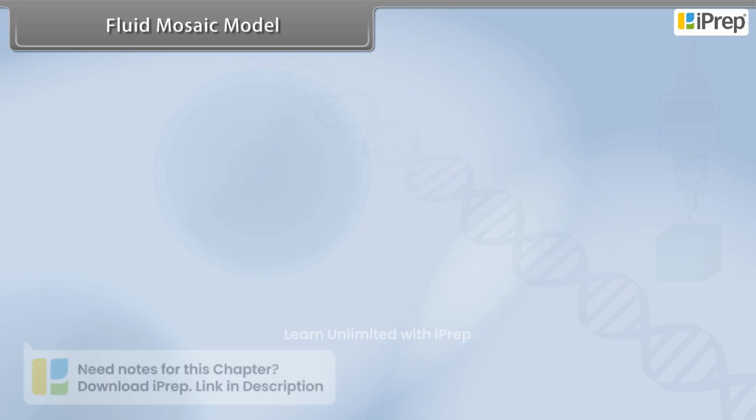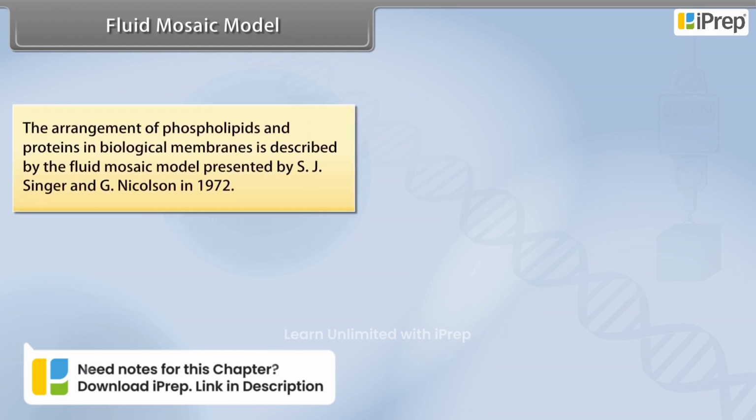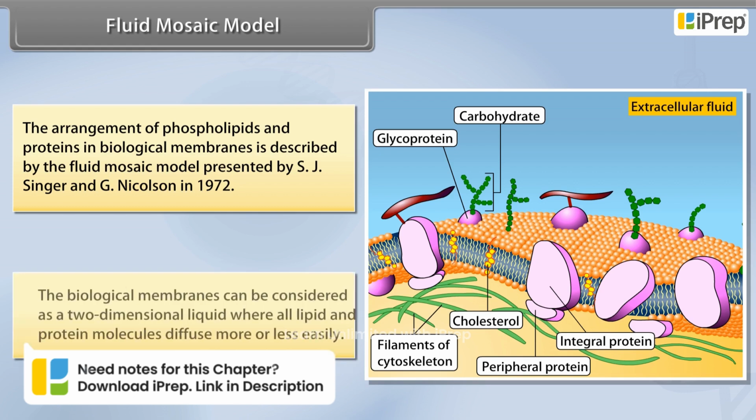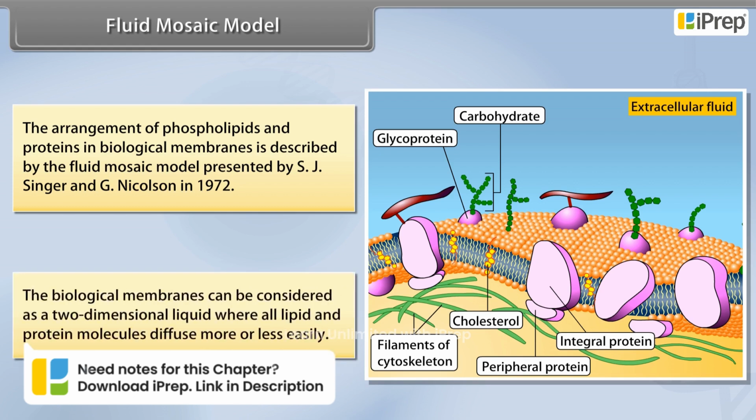Fluid Mosaic Model. The arrangement of phospholipids and proteins in biological membranes is described by the Fluid Mosaic Model presented by S. J. Singer and G. Nicholson in 1972. The biological membranes can be considered as a two-dimensional liquid where all lipid and protein molecules diffuse more or less easily.